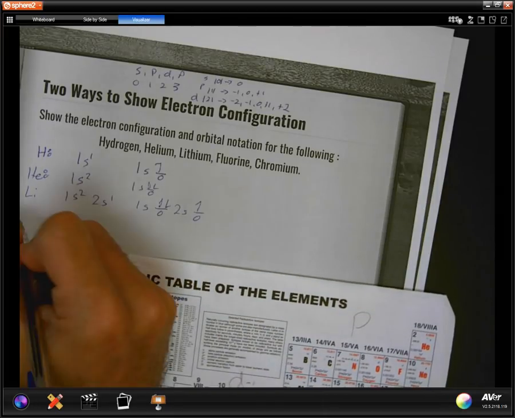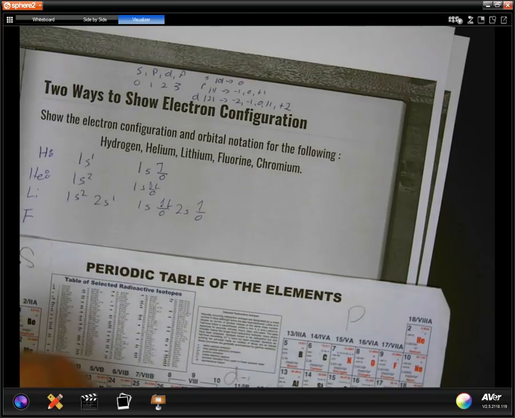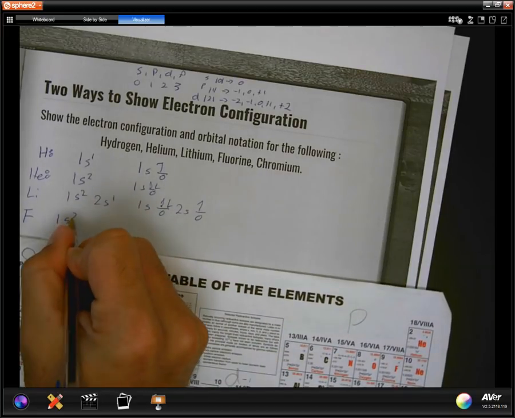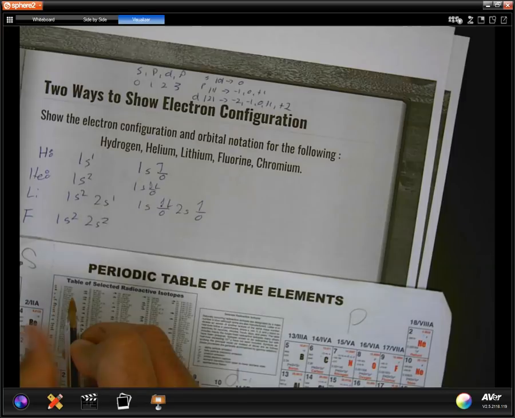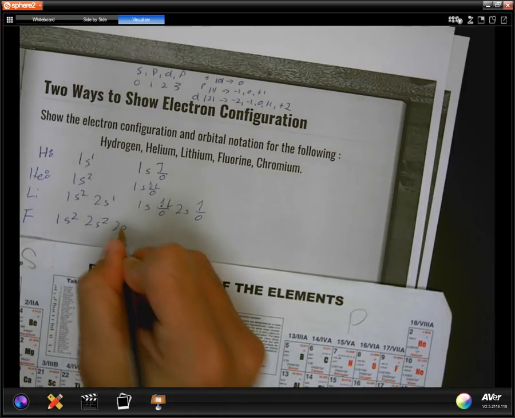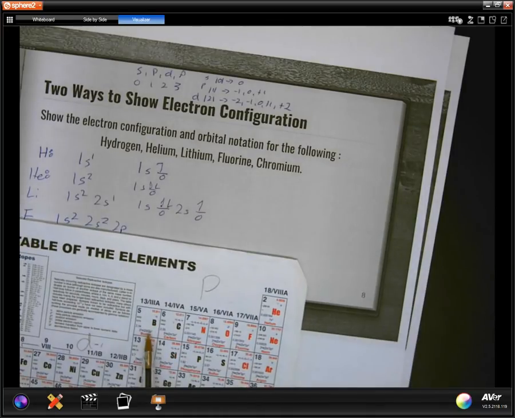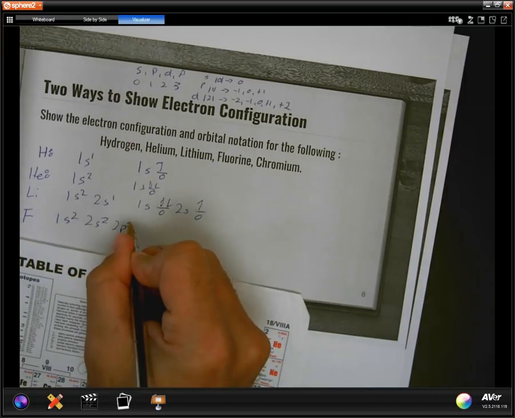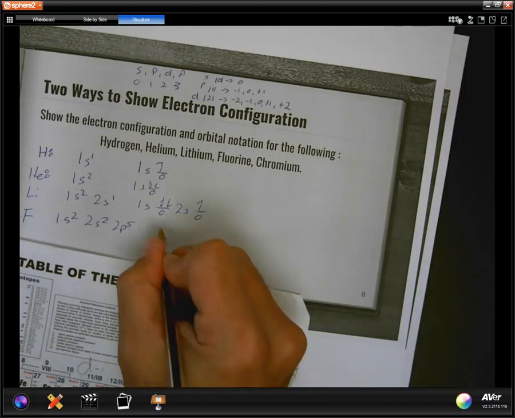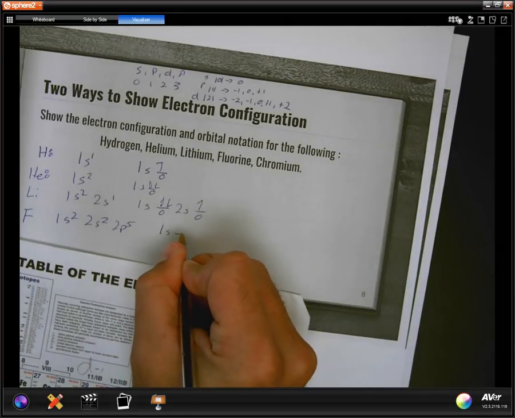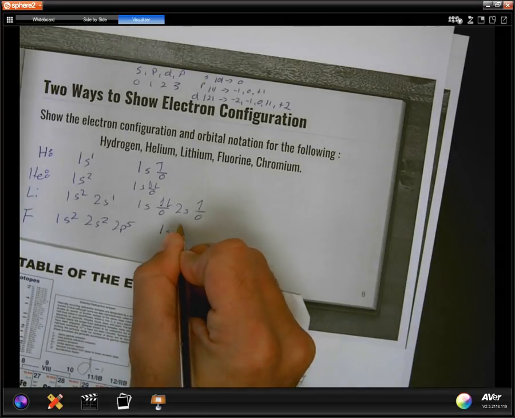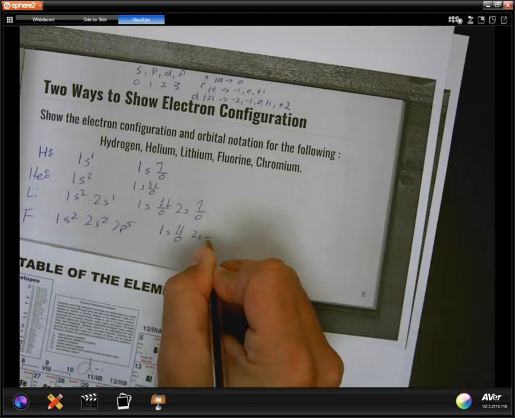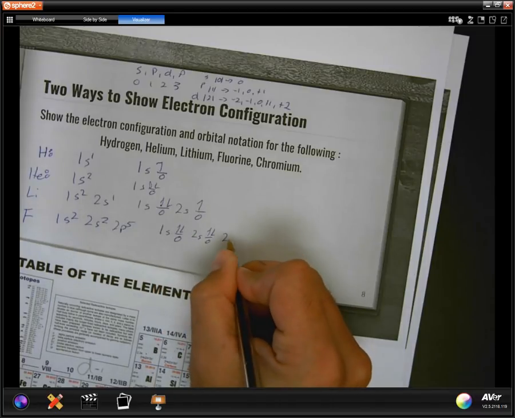Now fluorine. You saw me do this earlier, but I'll show you again. We're going to follow the same filling pattern we've done all along. Now we get to the 2p. How many electrons are in that p block? 1, 2, 3, 4, 5. There are only 5 electrons in 2p5. There you go. How do I show this in orbital notation? 1s2, up and down, 2s2, and then 2p.